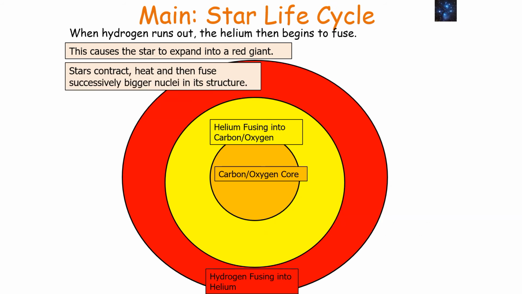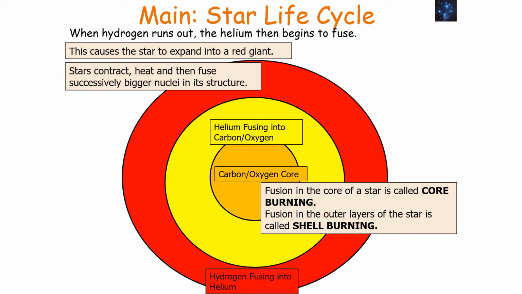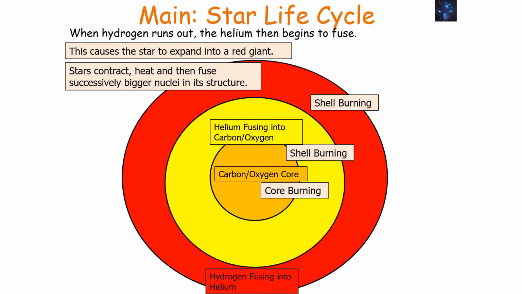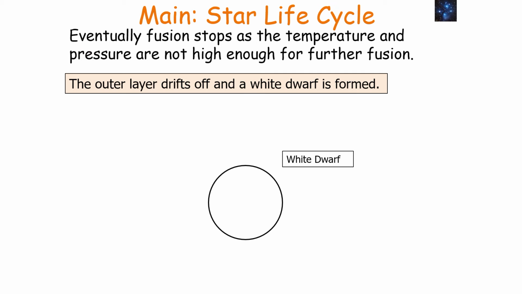So our star contracts, heats, and then fuses successively bigger nuclei in its structure, and this idea is called core burning. But you've got shell burning on the outer layers of our star. So you have core burning in the middle with shell burning on the outside. Now we think our Sun will go red giant and the Earth and the inner planets will be destroyed. Now eventually fusion stops as the temperature and pressure are not high enough for further fusion.